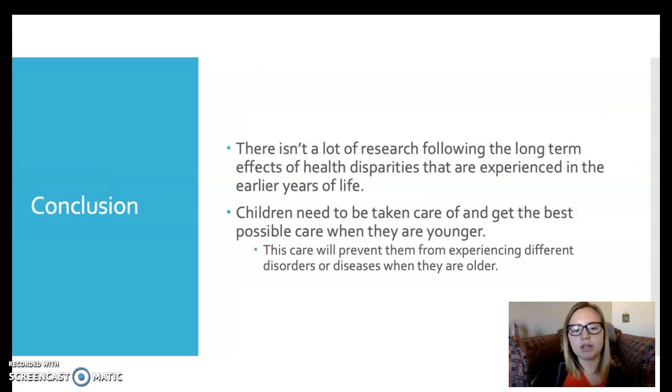So in conclusion, there isn't a lot of research on the long-term effects of the health disparities that are experienced in the earlier years of life, but from the research that has been done, it is proven that if you are experiencing a healthcare disparity when you are younger, you're more likely to suffer from diseases or disorders. So children need to be taken care of and get the best possible care when they're younger so we can prevent these.